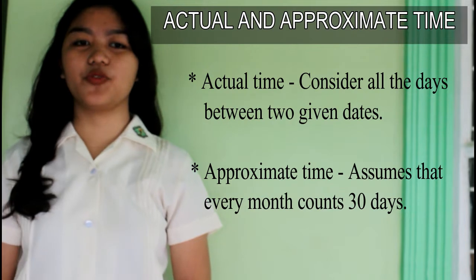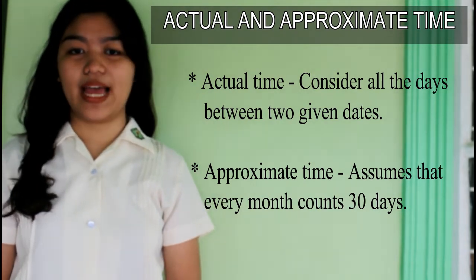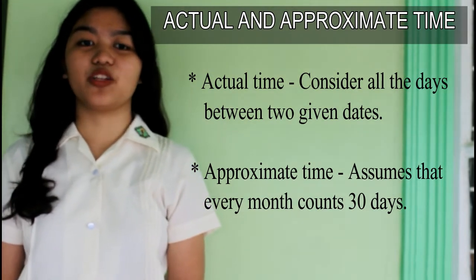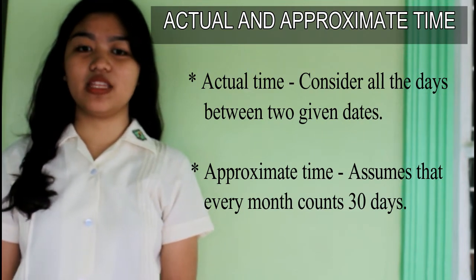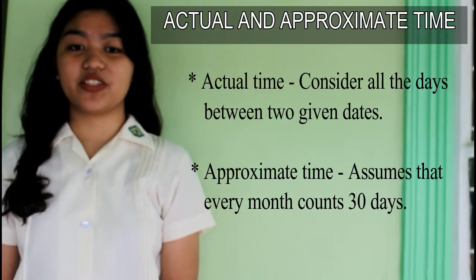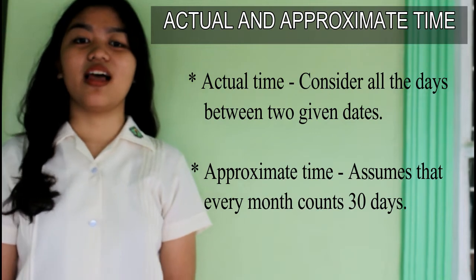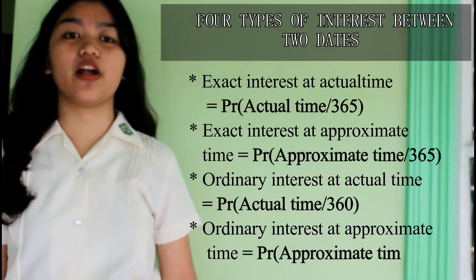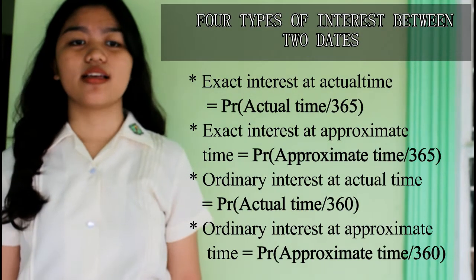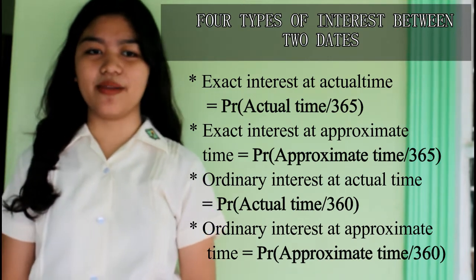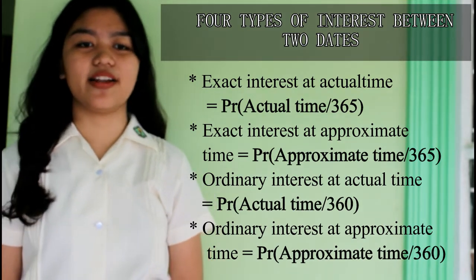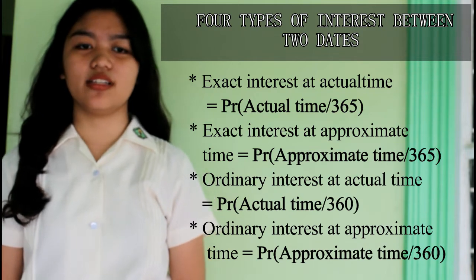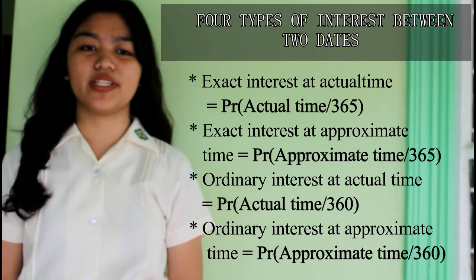In solving the time between two dates, there are two ways to compute the number of days between two dates, which are the actual time and the approximate time. The actual time considers all the days between two given dates, and the approximate time assumes that every month counts 30 days. In interest between two dates, there are four types. First, the exact interest at actual time. Second, the exact interest at approximate time. Third, ordinary interest at actual time. And the last, ordinary interest at approximate time.